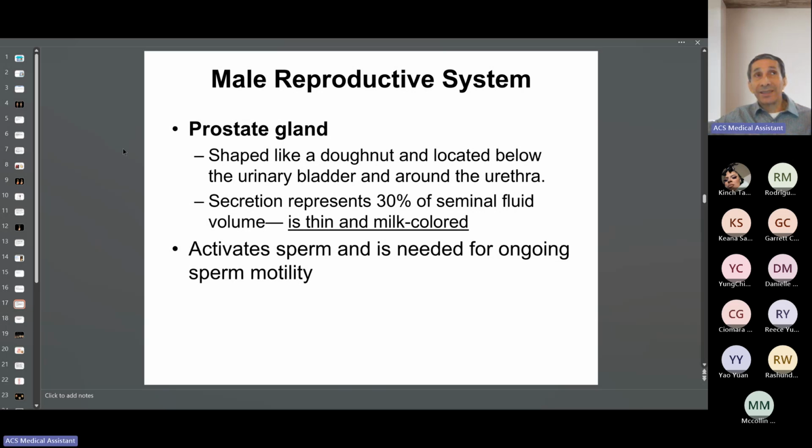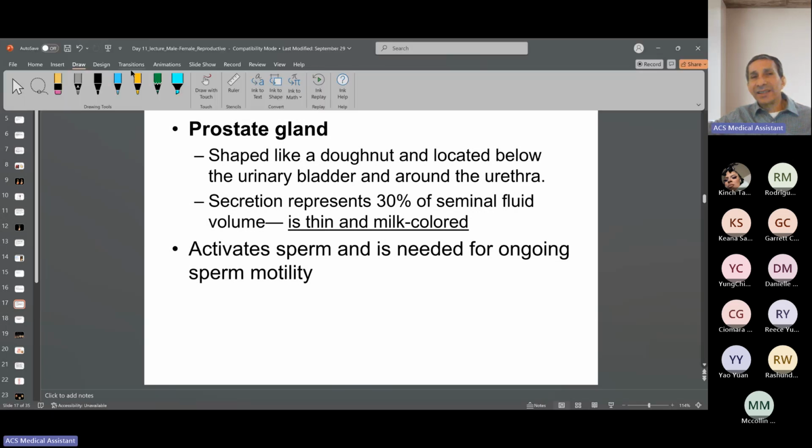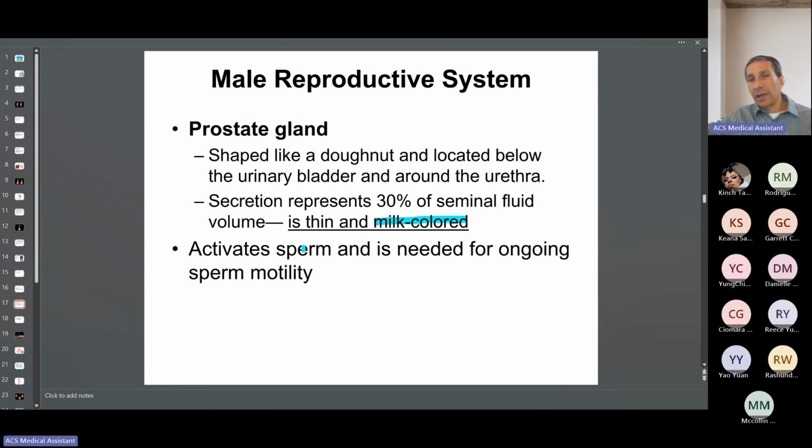So how do we know that this is the secretion from the prostate gland? Because we're going to see this secretion that looks white. It's a milk color secretion, and it's very thin. It looks like the white from the eggs. When you break an egg, it has the yolk and the white part. So this white part is very similar to this, but it is white. That's the only difference, but the thickness. So that's how it is.